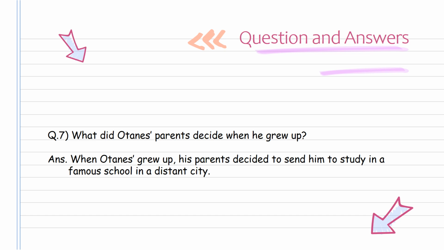Question 7. What did Otanes' parents decide when he grew up? When Otanes grew up, his parents decided to send him to study in a famous school in a distant city.